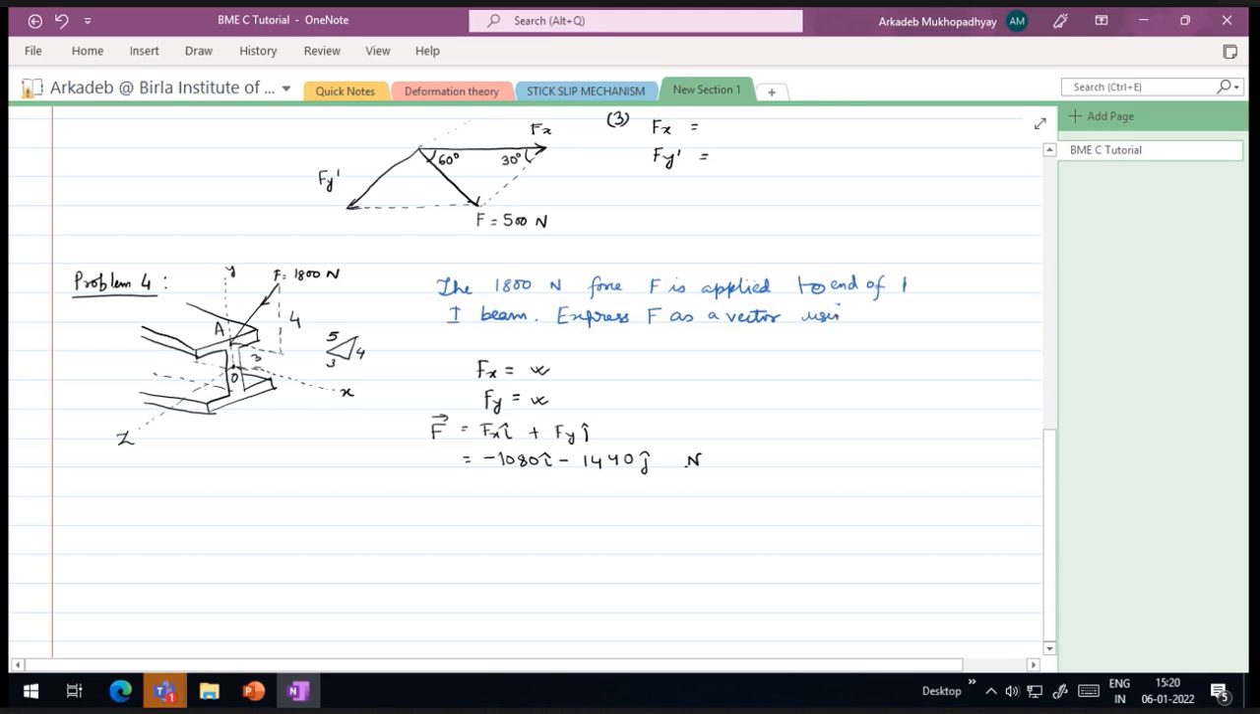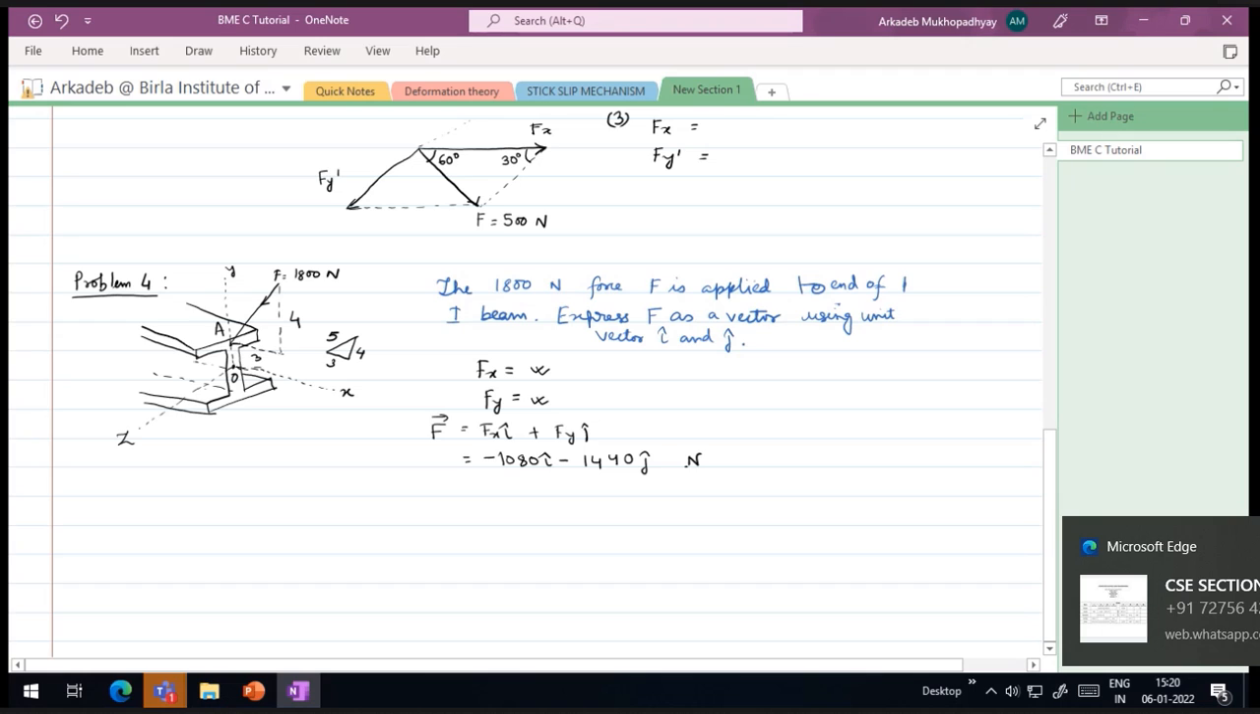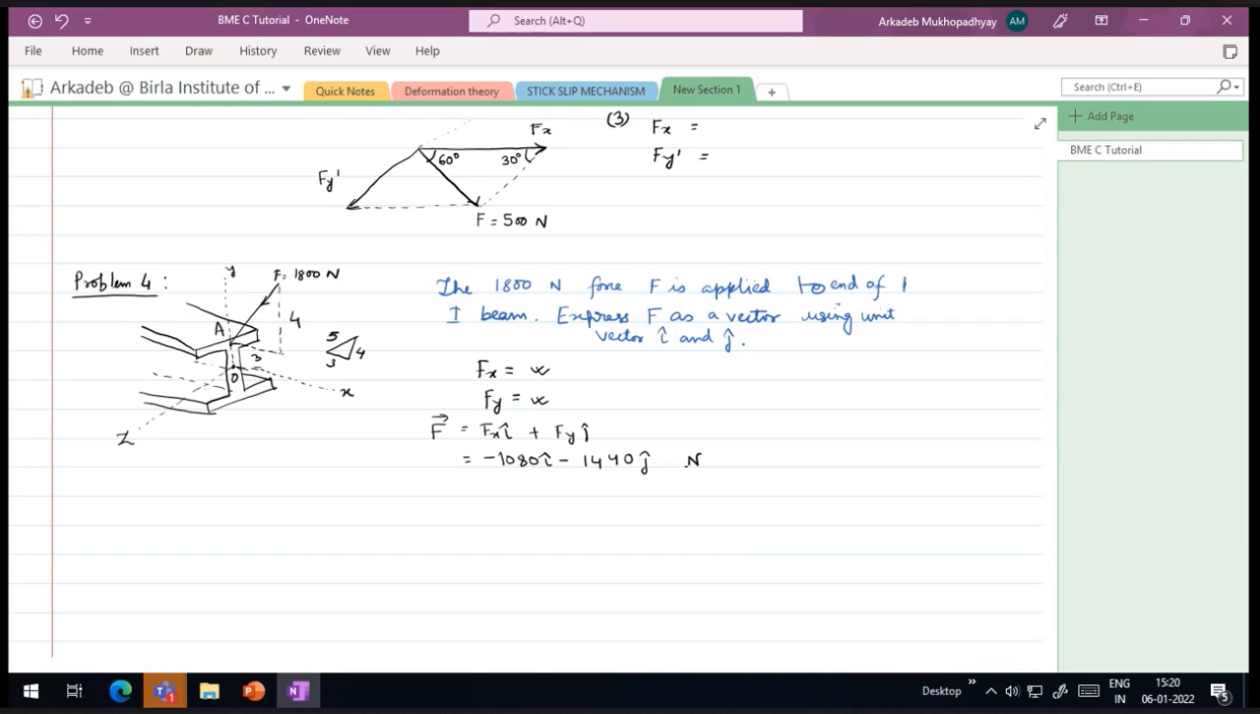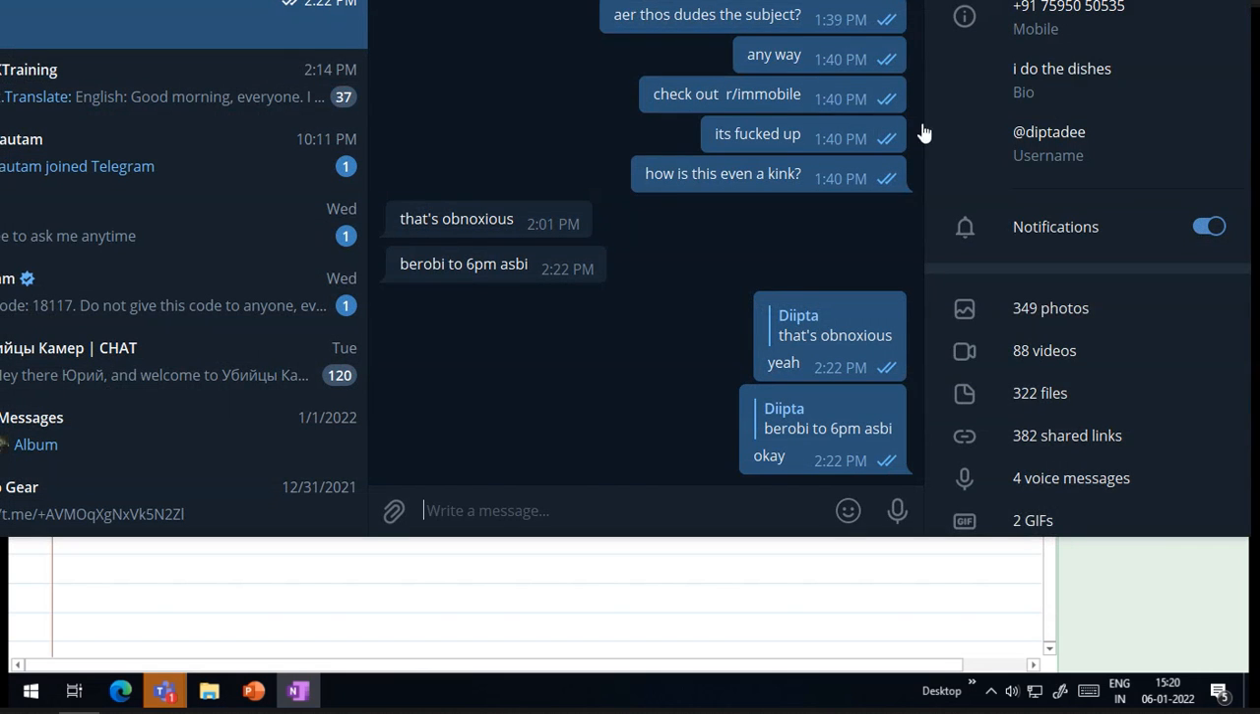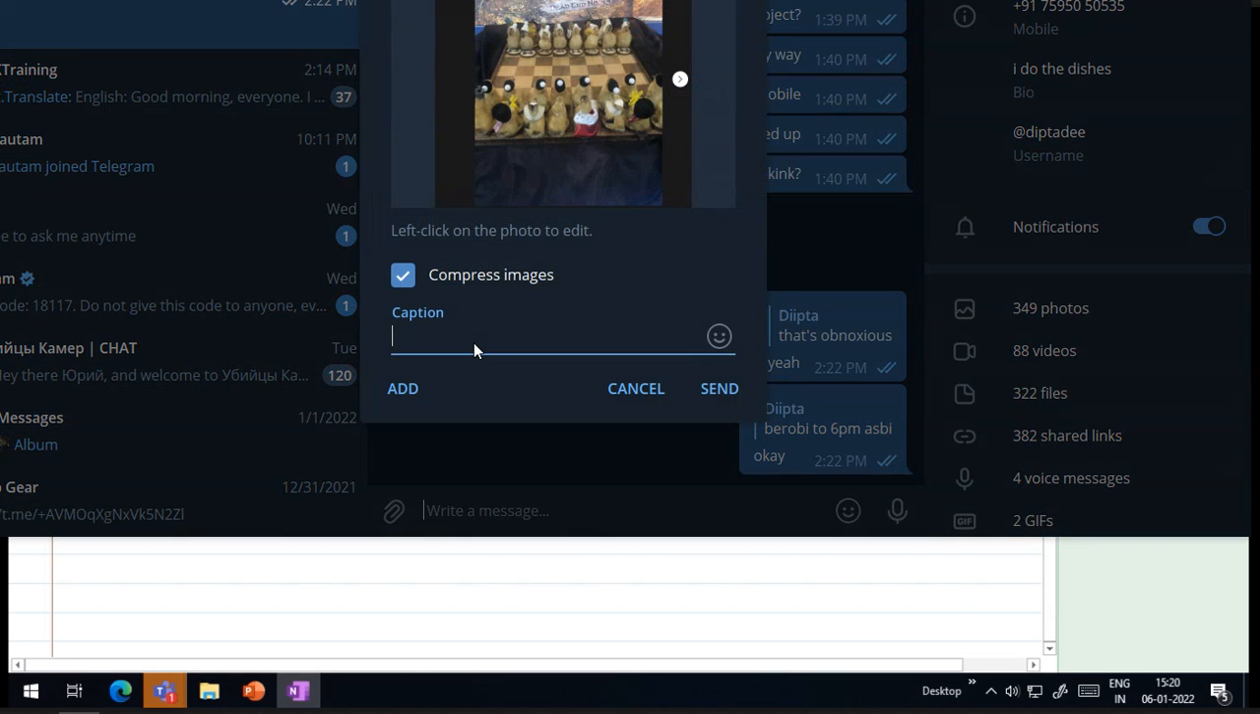Using unit vector i cap and j cap. Okay, now I think this is correct. And if you have to find out the unit vector, you just have to divide it by the magnitude, isn't it? So that is not a very big problem. Okay, so this is how you should do it.